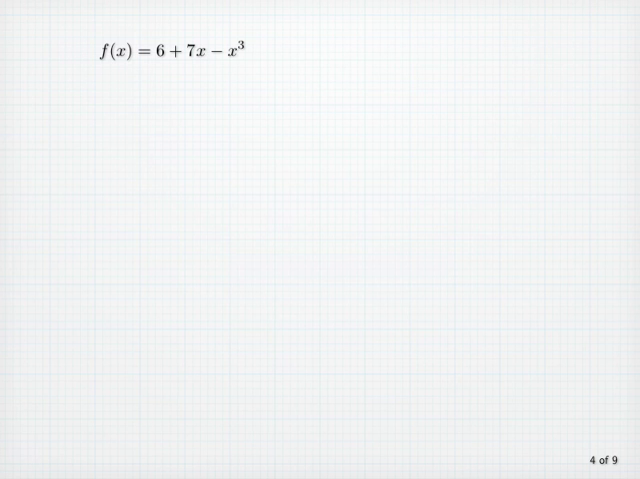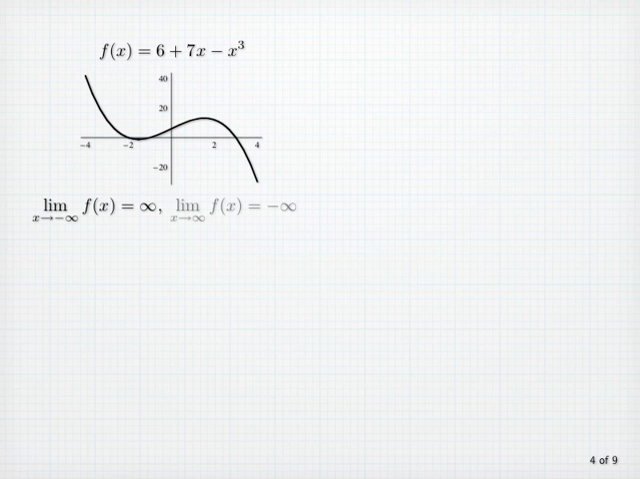Now let's consider the simple cubic polynomial 6 plus 7x minus x cubed. Here's the graph of that function. The graph has no horizontal asymptote, but still we can use the language of limits at plus and minus infinity to describe the behavior of the function for large values of x. Here we say that the limit as x approaches minus infinity of f of x is plus infinity, while the limit as x approaches positive infinity of f of x is minus infinity. These statements simply describe the direction in which the tails of the graph go.